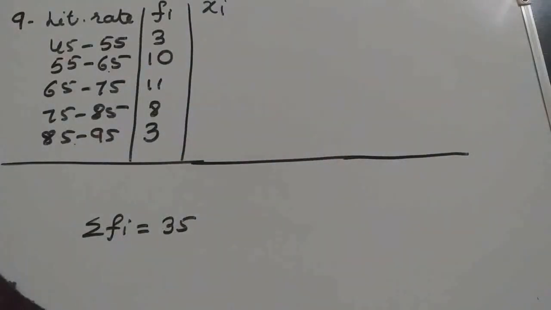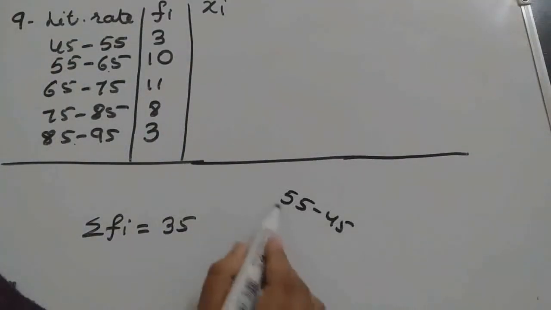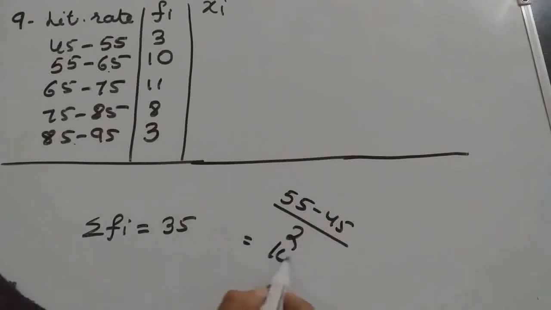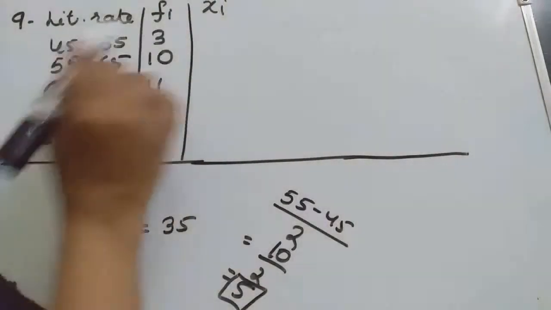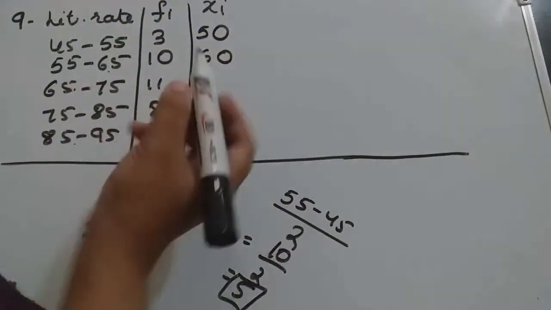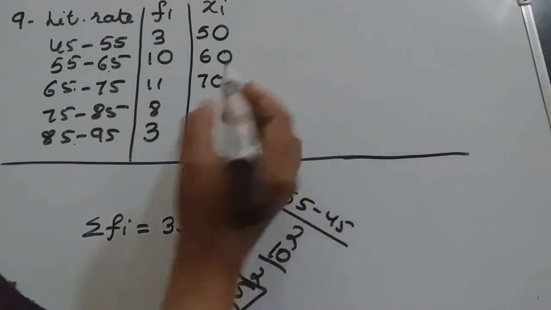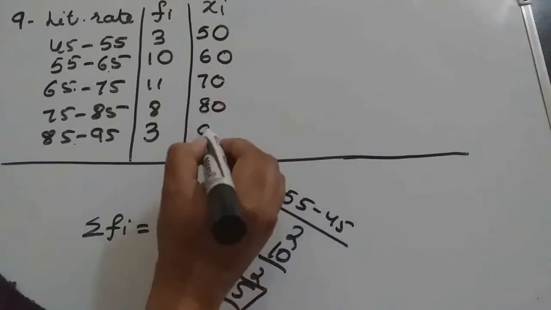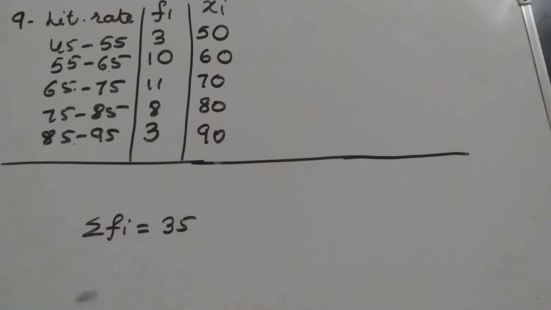We'll find Xi. For that, 55 minus 45 divided by 2, that is 10 by 2, which is equal to 5. So 5 you should add to each of the lower class limits to get the class mark. So 45 plus 5 is 50, 60, then 65 plus 5 is 70. So now a 10 difference is there, so next will be 80 and then next will be 90. No need to calculate for each class.